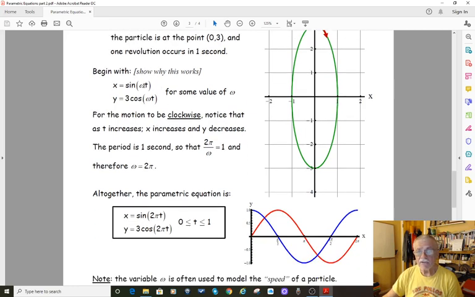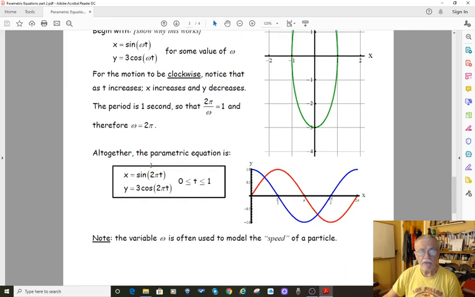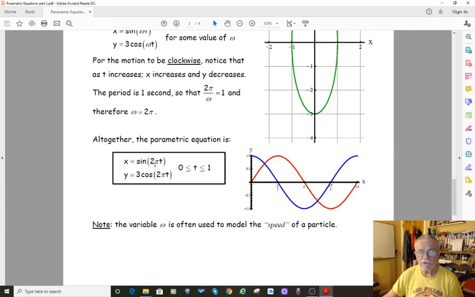Now the next thing to do is to get omega. The period is 1 second. Now we've learned when we started graphing trig that the period for sine and cosine is 2 pi over the frequency, and omega is playing the role of the frequency. So to say that the period is 1 second is equivalent to this simple equation: 2 pi over omega, the period, equals 1 for 1 second. We solve for omega, and omega is 2 pi. So that gives us this representation.